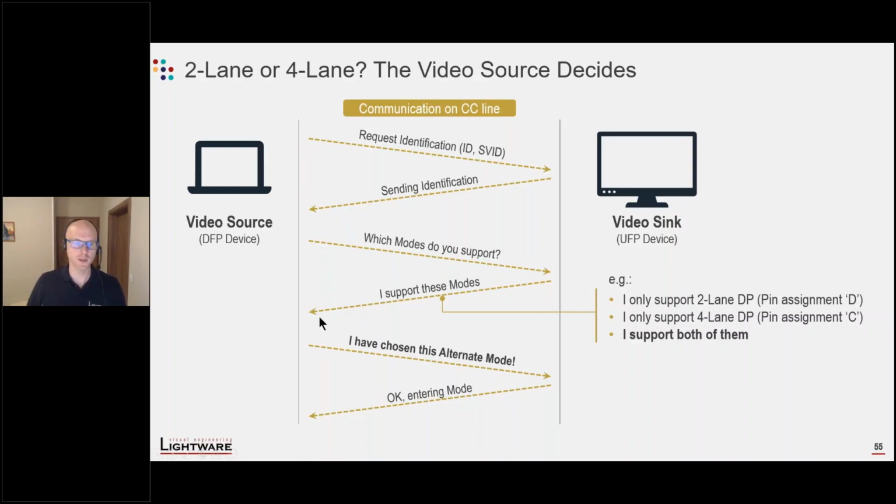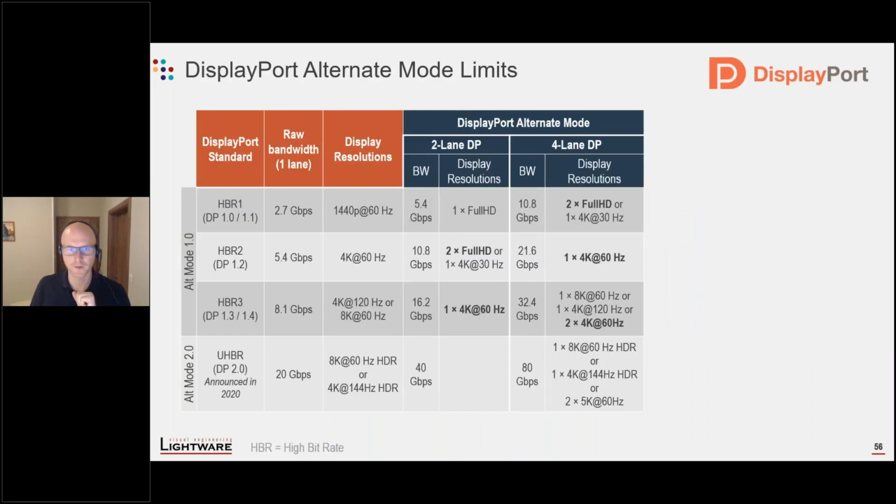The sink or the display reports these to the source, and then the source says, okay, I will try to send 4K 30, so I'm going to choose 2-lane mode, and it tells the display to go into 2-lane mode operation. So I have chosen this alternate mode, enter it. And then the sink says, okay, I'm entering the mode. So it's always the video source who decides, but of course, smart signal management devices have a way of overcoming this. We can tell, or Taurus UCX can tell the source to use 2-lane mode or 4-lane mode operation. But by default, it's always the source.